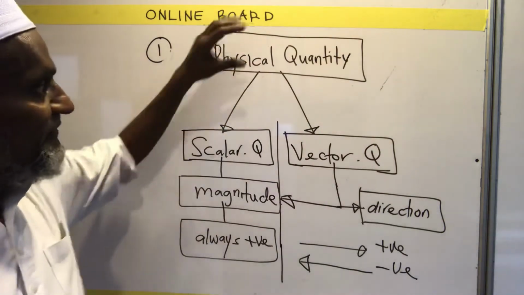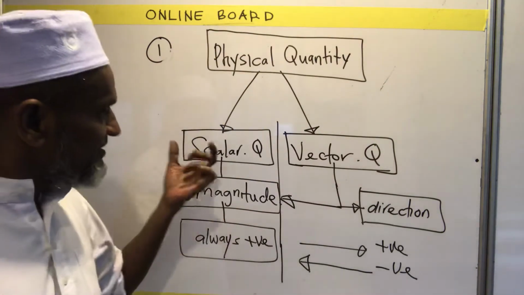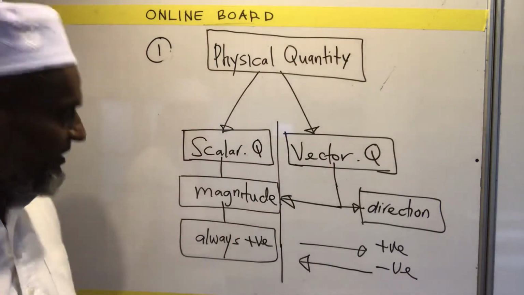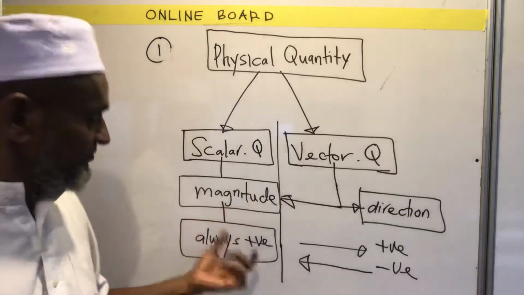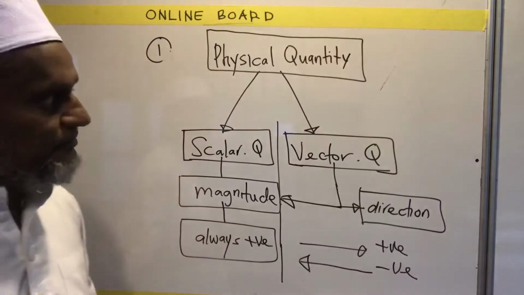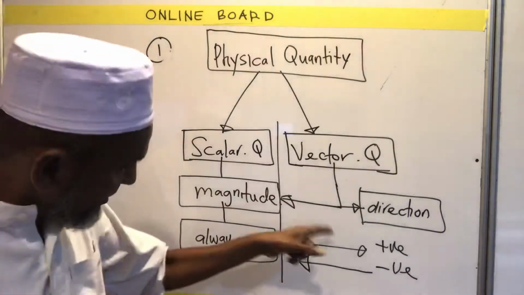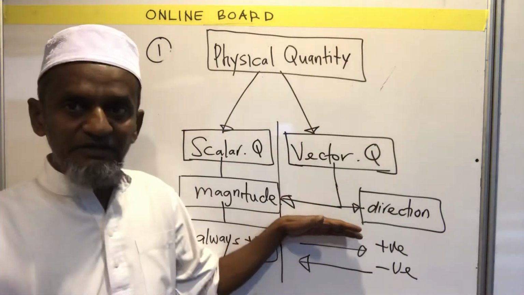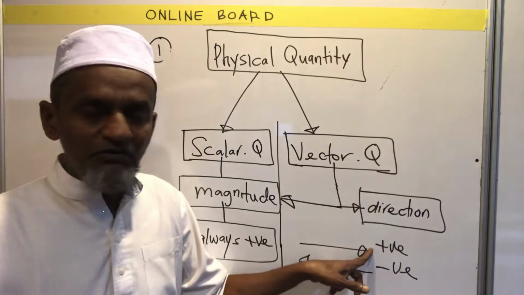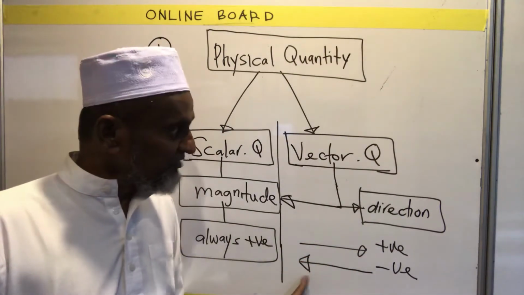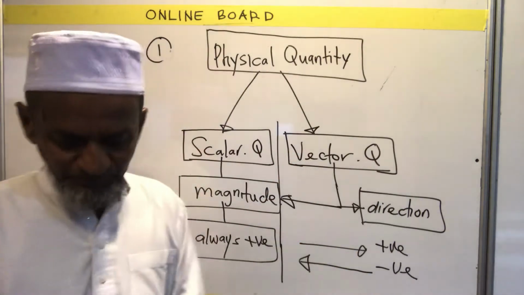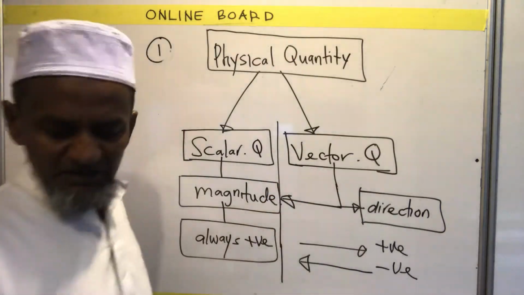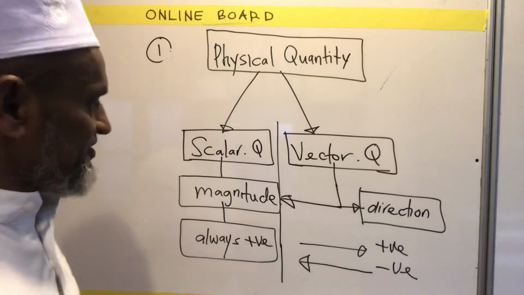I repeat, physical quantity has two types, scalar quantity and vector quantity. Scalar quantity only has magnitude, value, and its value is always positive. Whereas vector quantity has magnitude, value, and direction. So in one direction, if the vector is a positive value, in the opposite direction that vector is a negative value. Next, we are going to learn about this vector quantity and some of its properties.